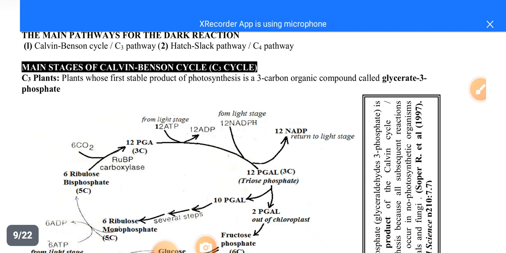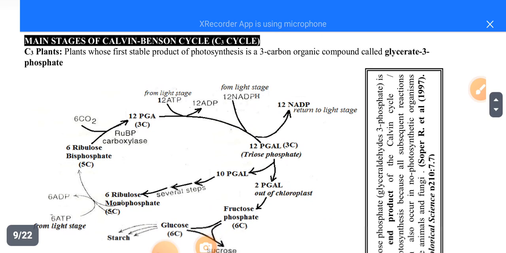Now we are saying here is where we find the C3 plants or the carbon 3 plants. When we talk about C3 plants, somebody can say define the term C3 plants. So C3 plants, those are plants whose first stable product of photosynthesis is a 3 carbon organic compound, and that compound is called the glycerate 3-phosphate. We shall look at it.